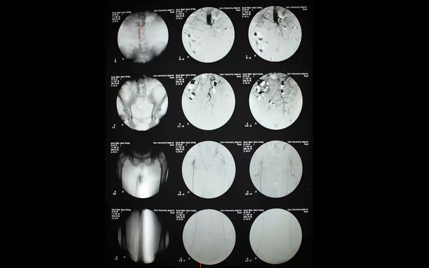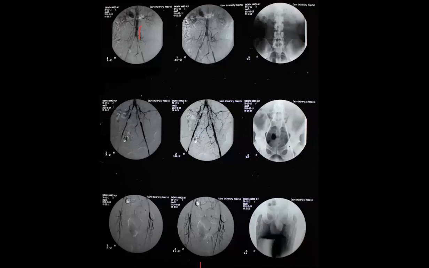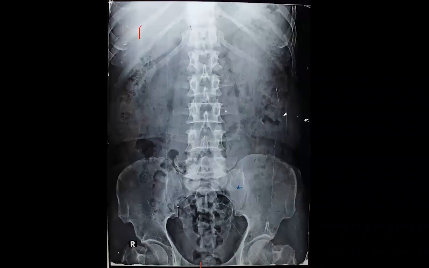Okay, this one. There was another image, a plain film of the abdomen. These are stents of the, I don't know, the brachial or the axillary. Forget about them, it's not important. Yes, this exactly.